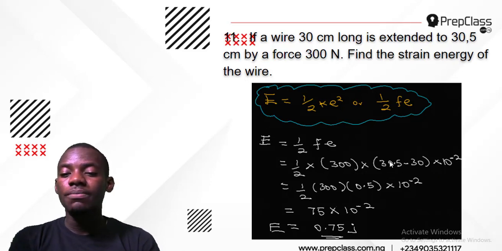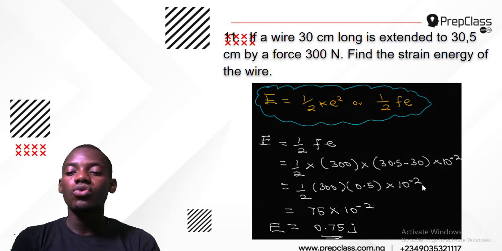So that will give me 1 over 2, 300. Then 30.5 minus 30 was 0.5 times 10 to the minus 2, and that's it here. So I will multiply 300 times 0.5 divided by 2, that is 75 times 10 to the minus 2. And you can move the point backward twice, 1 and 2, 0.75 joule. And that is the elastic energy or the strain energy.